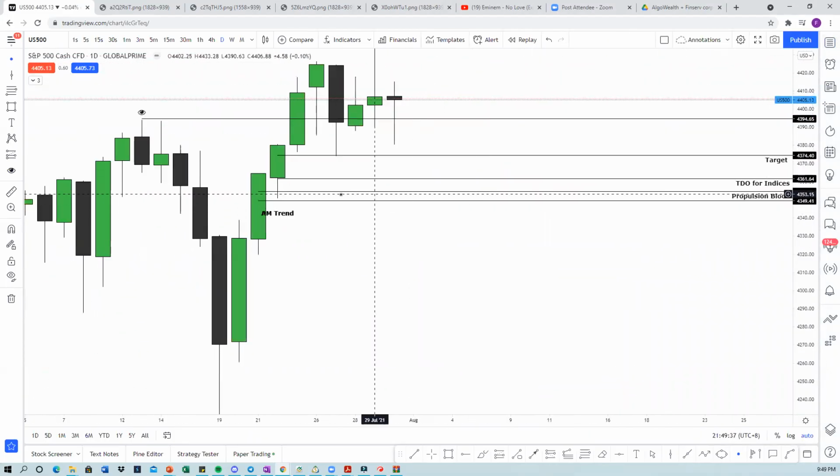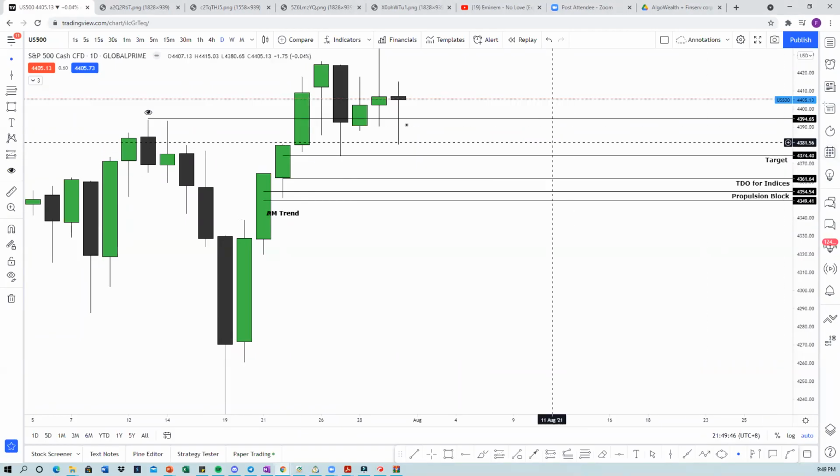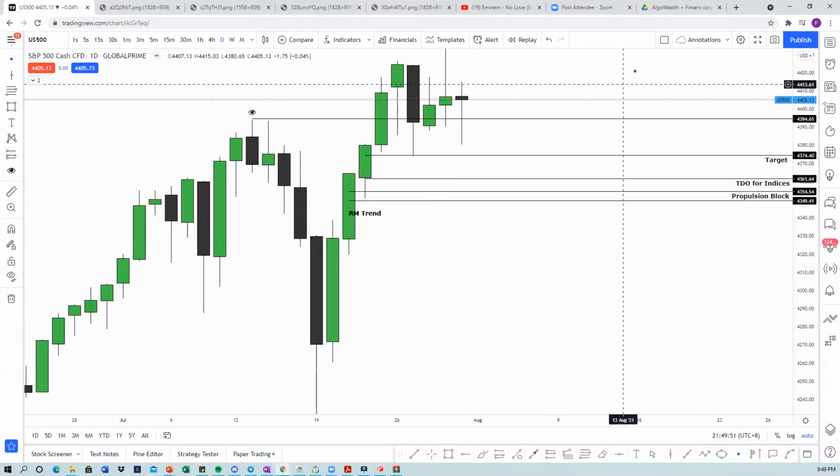Looks like that day my trade observations went well. It went to target almost immediately, so that's nice to see. And it went all the way up here, which was relatively equal highs. Nice.